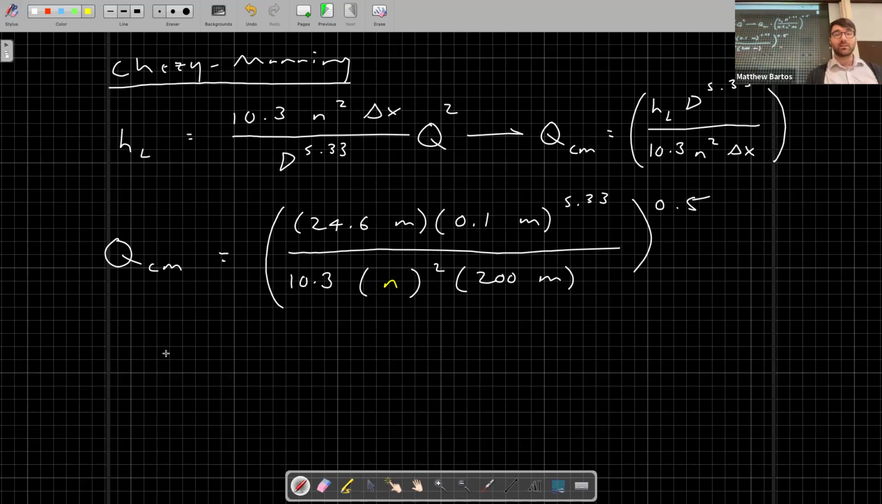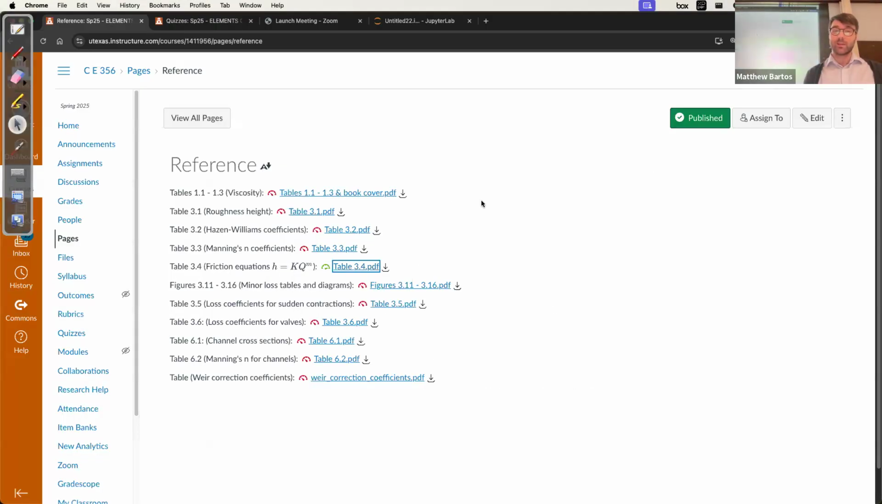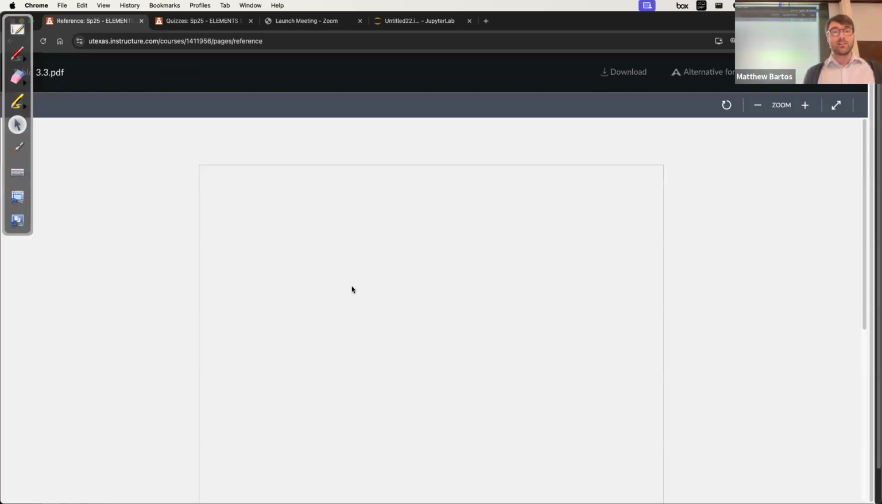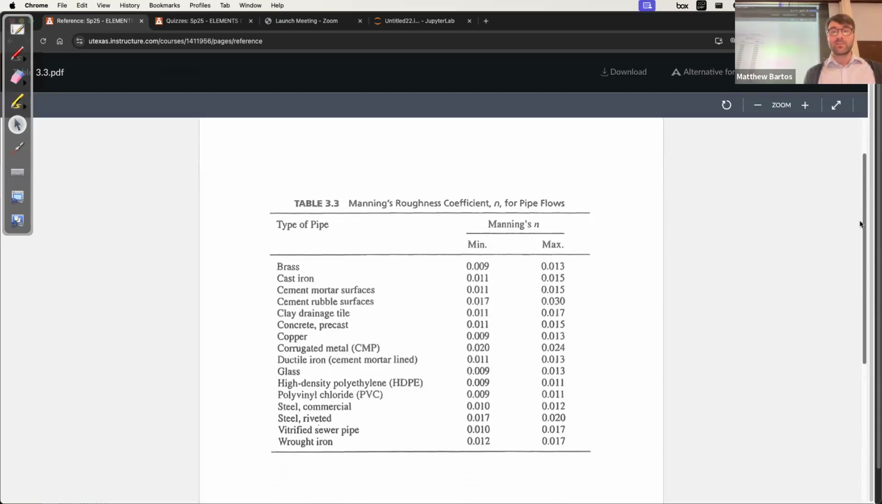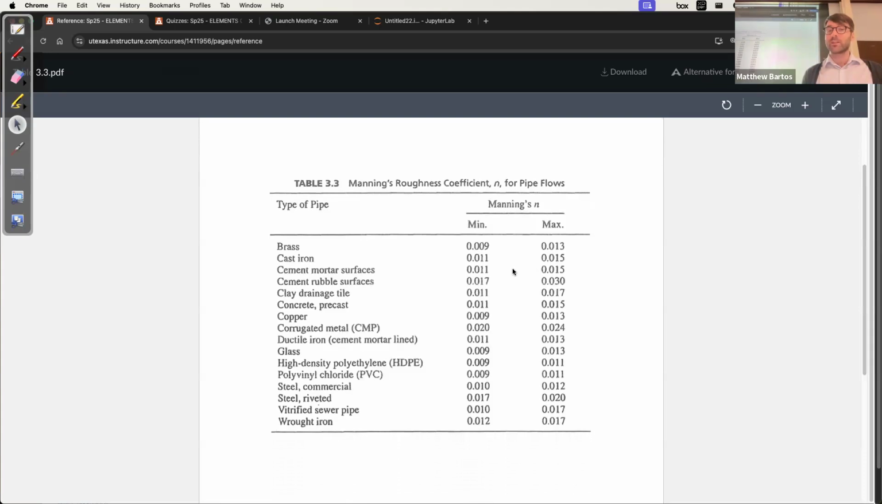So just like before, we have to look up values for the Manning's roughness. So this is cast iron pipe. I'll give you a second to finish writing this. We'll go back to our lookup tables just like before. So if we go to our lookup tables, we have table 3.3, Manning's N coefficients. And we can go down. So we have different Manning's roughness values, their minimum and maximum value for different materials. And we'll see that for cast iron, our Manning's roughness is going to be 0.011 to about 0.015.